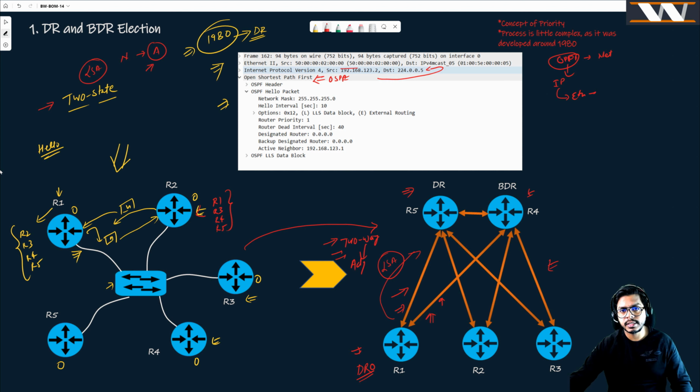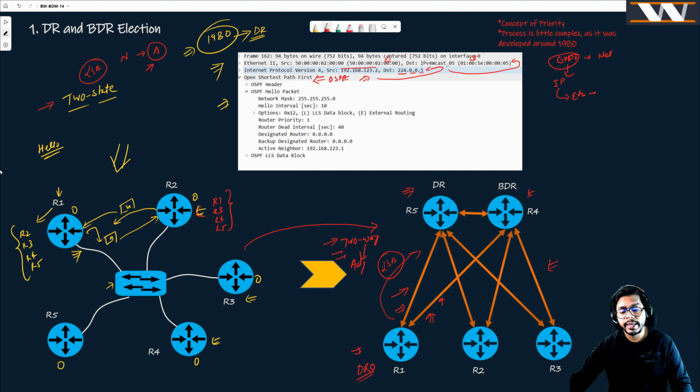The source of this is from the second router, 192.168.123.2, and the destination is 224.0.0.5. You understand all these things, and then the IP protocol is encapsulated in Ethernet. You can see the source MAC address, and the destination MAC address in Ethernet is the multicast MAC address. It is as simple as that.